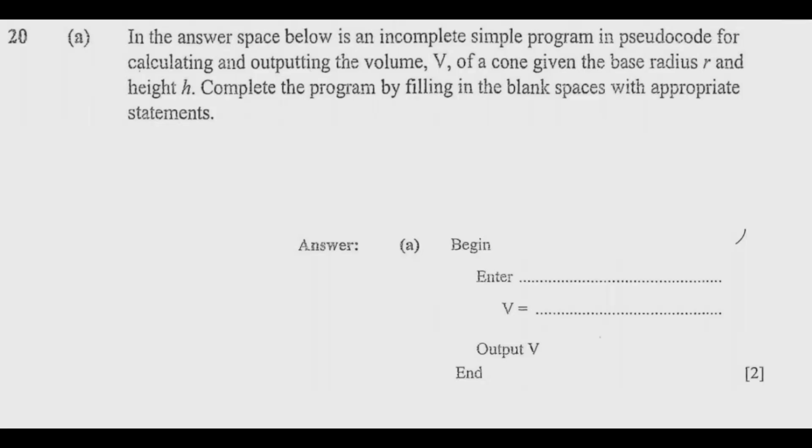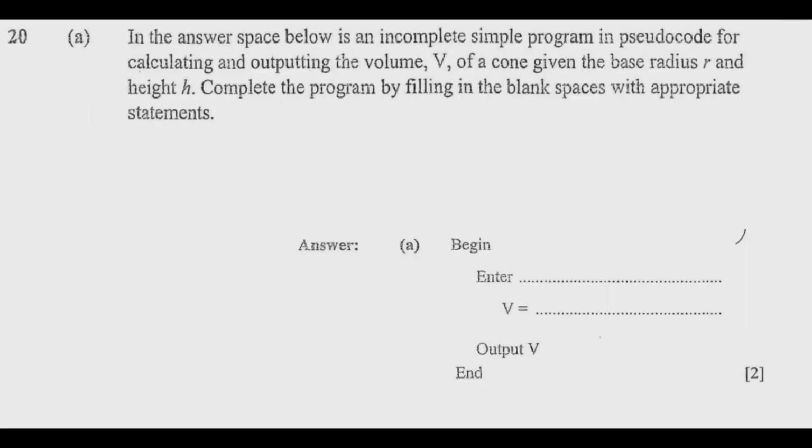Let us look at question 20a. In the answer space below is an incomplete simple program in pseudocode for calculating and outputting the volume V of a cone given the base radius R and height H. Complete the program by filling in the blank spaces with appropriate statements, and that one is 2 marks.